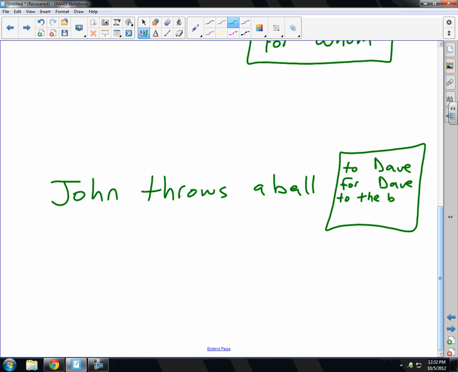Or, how about let's go to the dog. And John throws a ball for the dog. Those are all indirect objects, sorry, because they answer the questions to whom, for whom, to what, or for what. That's what an indirect object is in English.